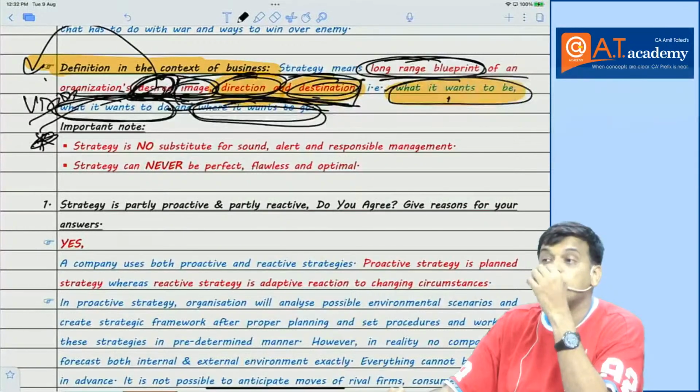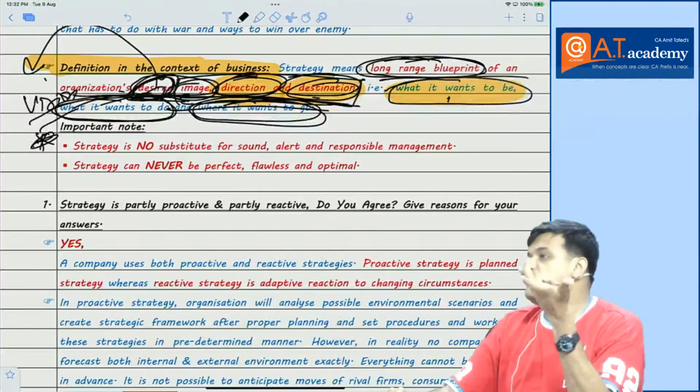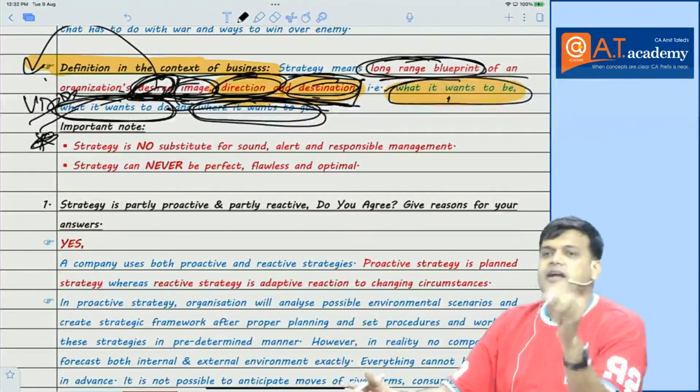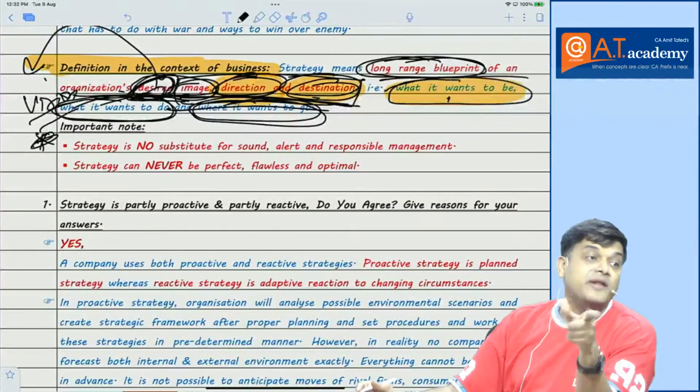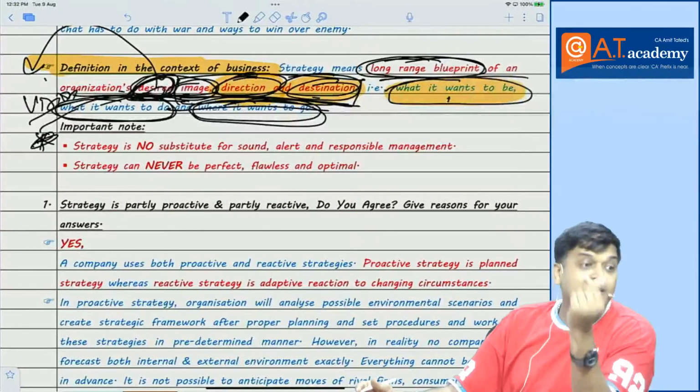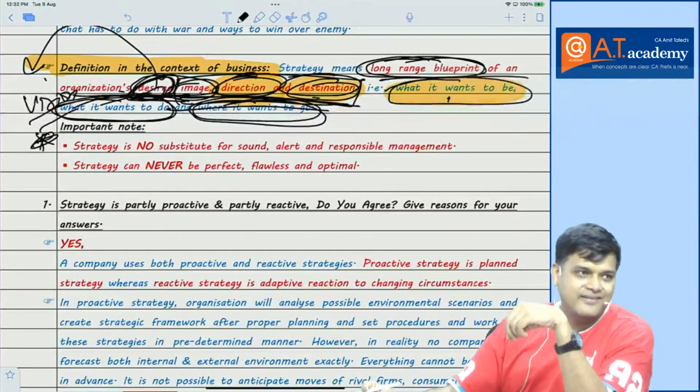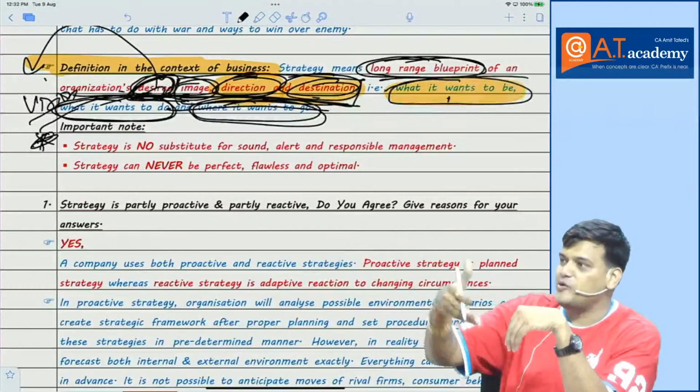Strategy is no substitute for sound, alert, or response. Did you understand this? Yeah, it means you require management or you don't require management. Require management, and that is top management. You can't put any bomb and do anything.